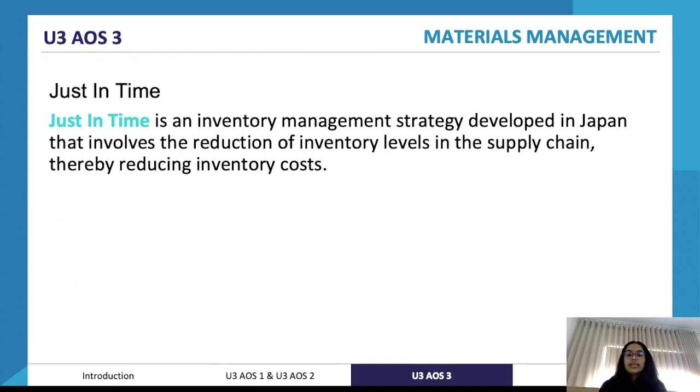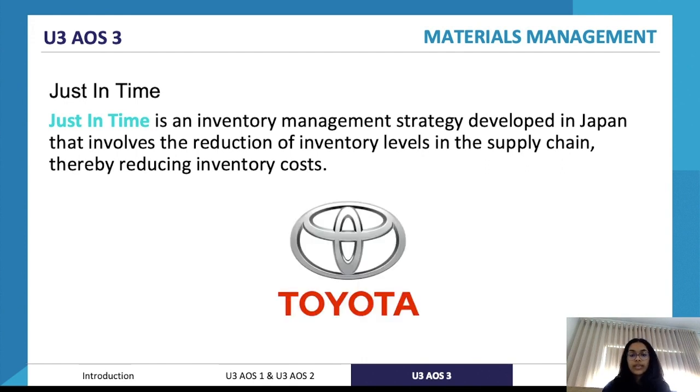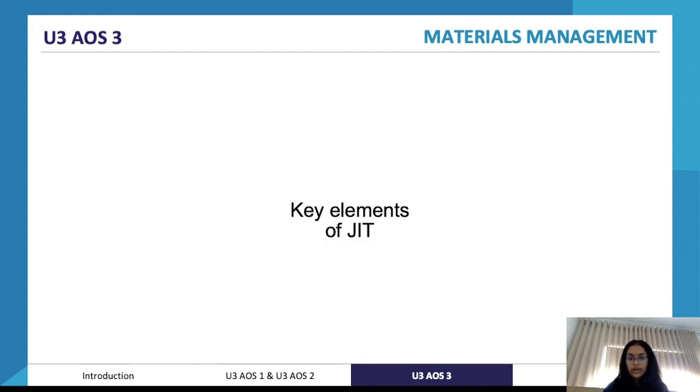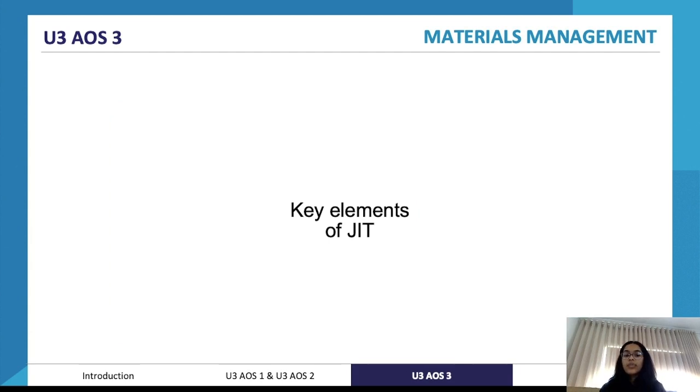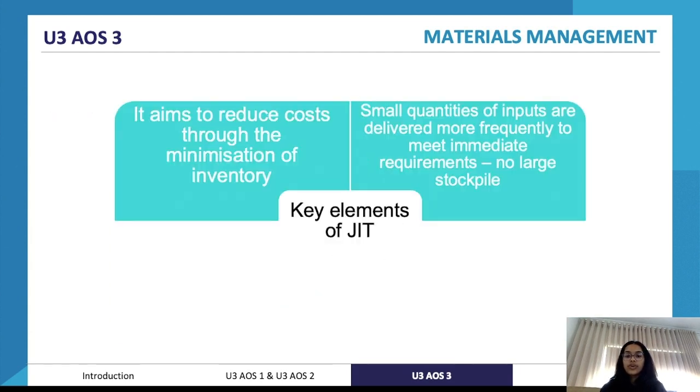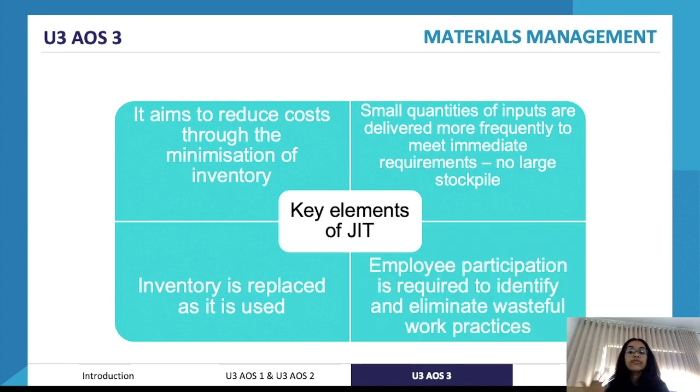Just in time is an inventory management strategy developed in Japan, and it involves the reduction of inventory levels in the supply chain, which reduces inventory costs. It was first implemented by Toyota. However, these are just some key elements of just in time. It aims to reduce costs through the minimization of inventory. The whole premise of just in time is ensuring that materials arrive just as they're needed for production.